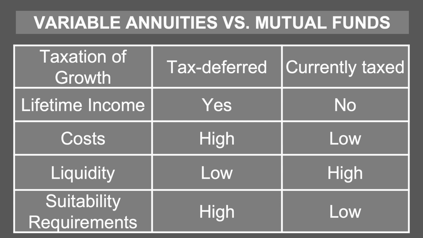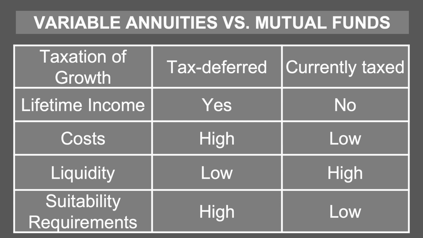Now we start getting into some of the significant differences between variable annuities and mutual funds. The growth on a variable annuity is tax deferred, meaning the investor does not pay taxes on that money until they withdraw it. A mutual fund's growth is currently taxed, regardless of whether the investor takes distributions from their mutual fund account or leaves them in the mutual fund to purchase additional shares by reinvesting them. That investor will pay taxes on those monies. A variable annuity could promise the investor a lifetime income stream where the mutual fund cannot. Costs associated with a variable annuity are incredibly high. There are a lot of expenses, there are a lot of fees. The costs with mutual funds are significantly lower.